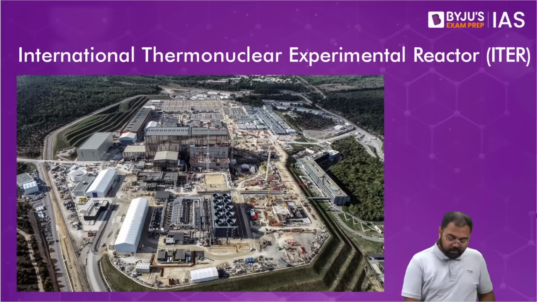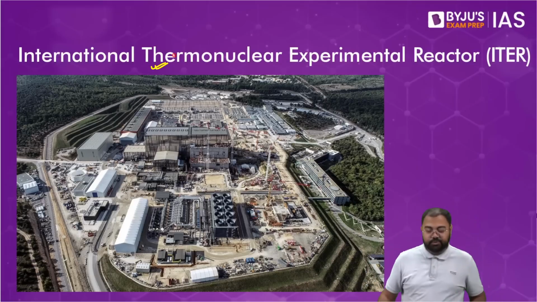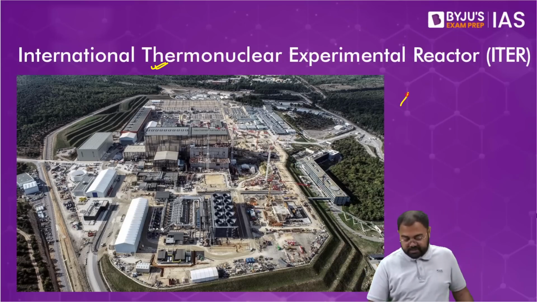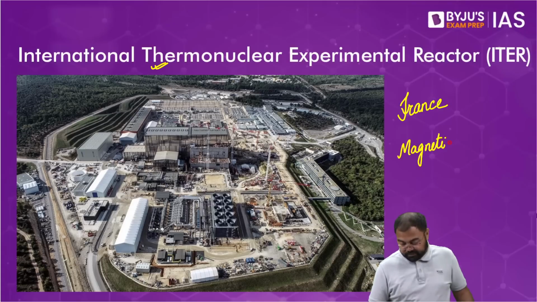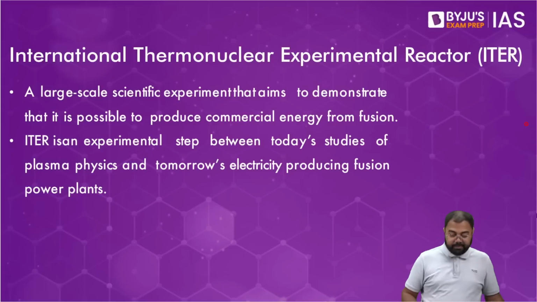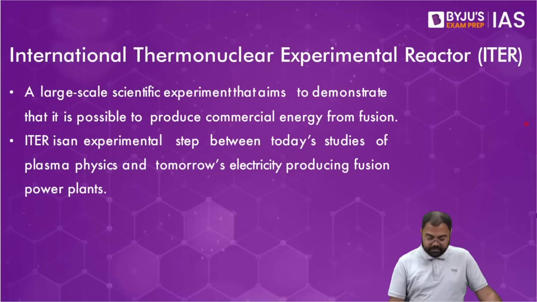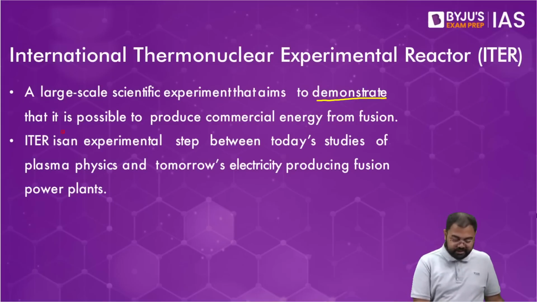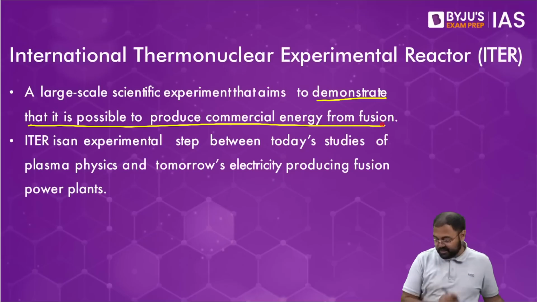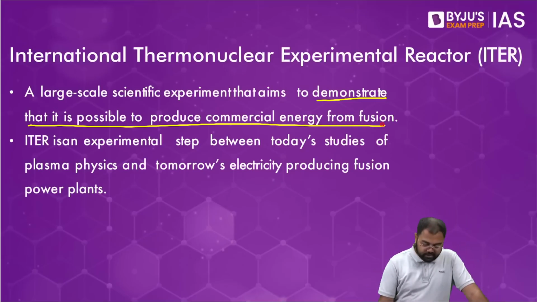Now, we talked about the International Thermonuclear Experimental Reactor. So ITER, something which is located in France, and this is where magnetic confinement is being used. We are using magnetic confinement approaches to try and make this work. It has been around for a very long time, and ultimately aims to demonstrate that it is possible to produce commercial energy from fusion, right? With the help of fusion, we can produce a commercial amount of energy.